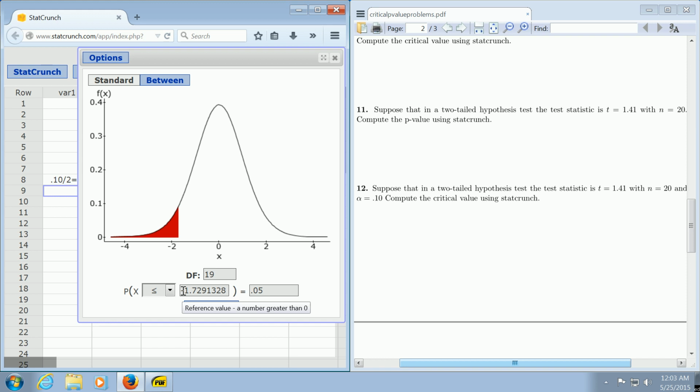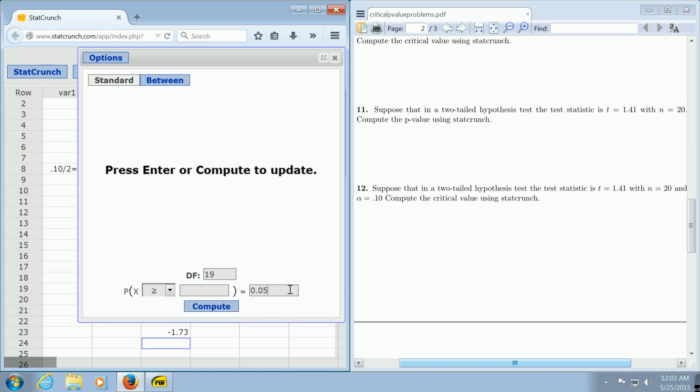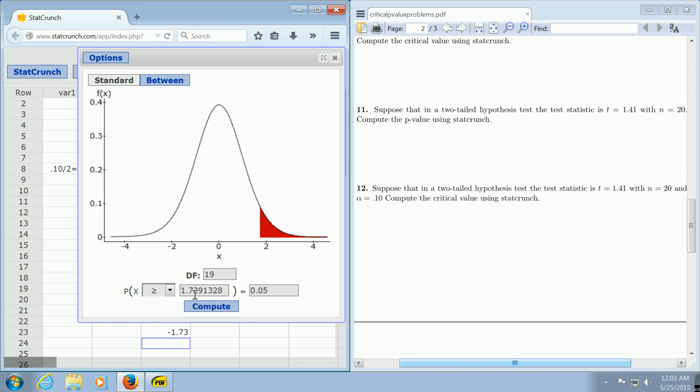So that is one critical value, negative 1.73. So that's one of them. To get the other one, you just pick greater than, and you plug in it again, so 0.05. And you'll notice that they're opposites, right? It's exactly the same as the other one, it's just the sign is different. So you really only have to do it once, because once you have one answer, you have the other one.